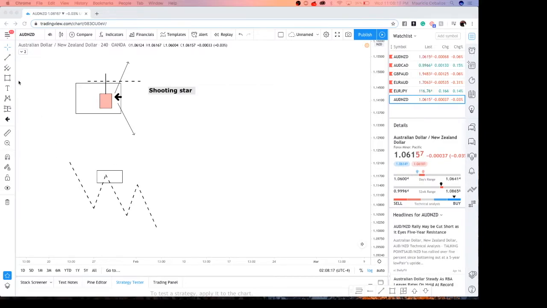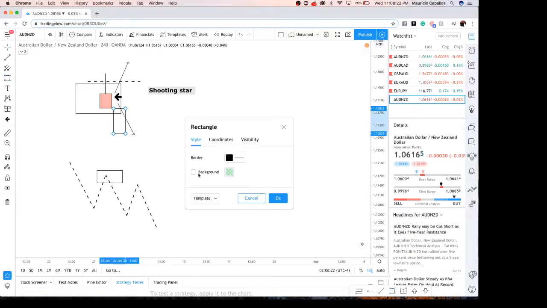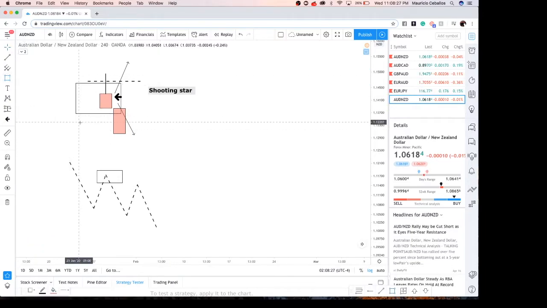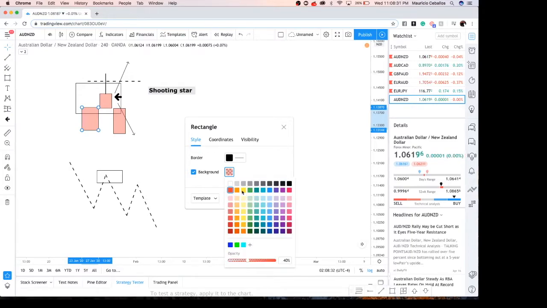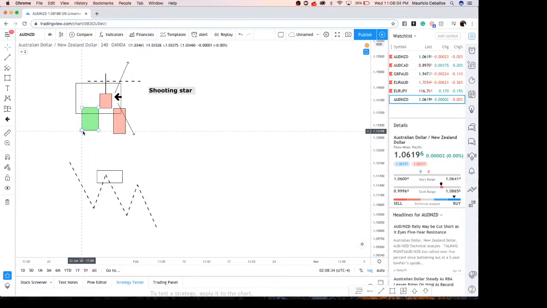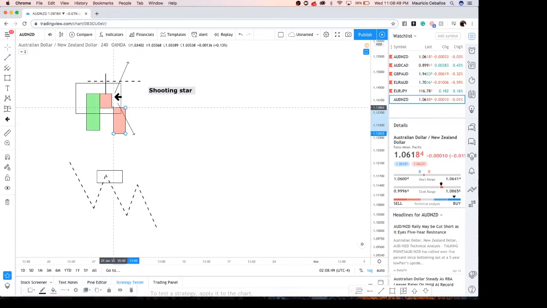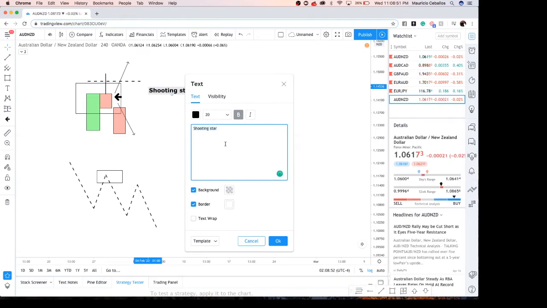Now, this right here is considered an evening star. Okay, what is an evening star? An evening star is when you find three candles. In this case, you can say two candles are bullish, and this candle can be bullish or bearish. But in this case, I'm going to put this one bullish all the way up over here. So this is going to be our evening star.